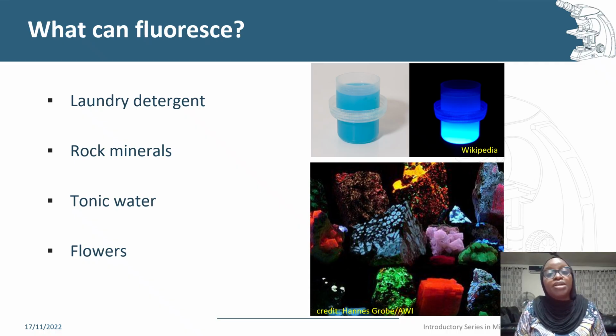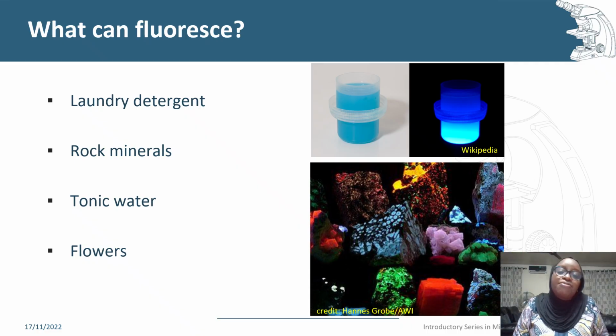What can fluoresce? A lot of compounds can undergo fluorescence. One is laundry detergent. It contains blue fluorophores that make white clothes appear brighter, giving off blue light. What color light is required to excite a blue fluorophore? We also have special rock materials such as opal, which also fluoresces under UV light. So does quinine in tonic water. Flowers also fluoresce to attract insects.